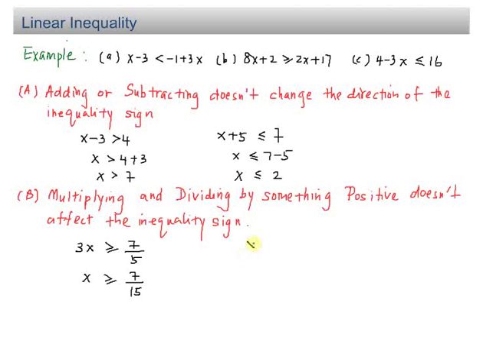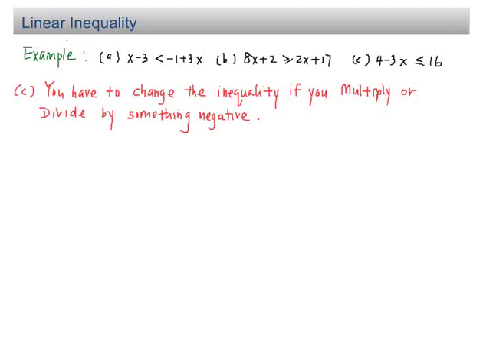If I have x over 2 less than 7, now I need to multiply both sides by a positive number, that is 2. So I have x over 2 multiplied by 2, I have x. 7 multiplied by 2, I have 14. Since I multiply with a positive number, my inequality sign doesn't change. It's still less than.